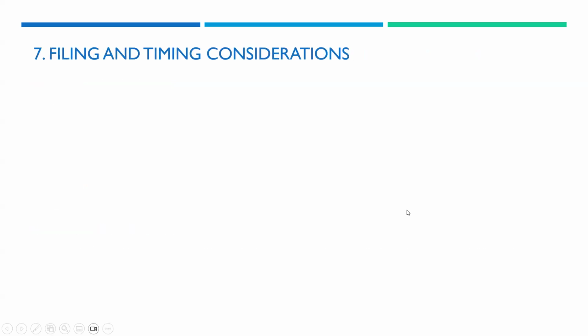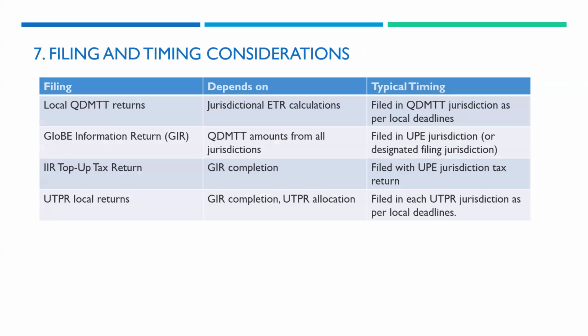Now, filing and timing considerations. This is the major thing. Since there are three rules in application, the filing and timing considerations are immense. So see, the local QDMTT returns depend on the jurisdictional ETR calculations. It is filed in the QDMTT jurisdiction as per the local deadlines. Then the GloBE information return basically provides who is a low-tax constituent entity or not. We'll learn about it later.